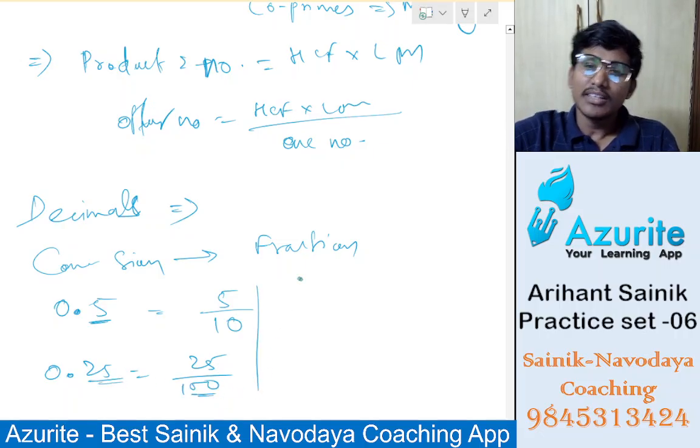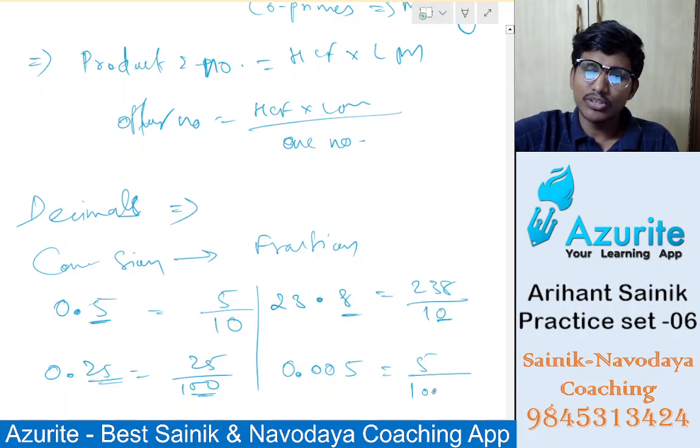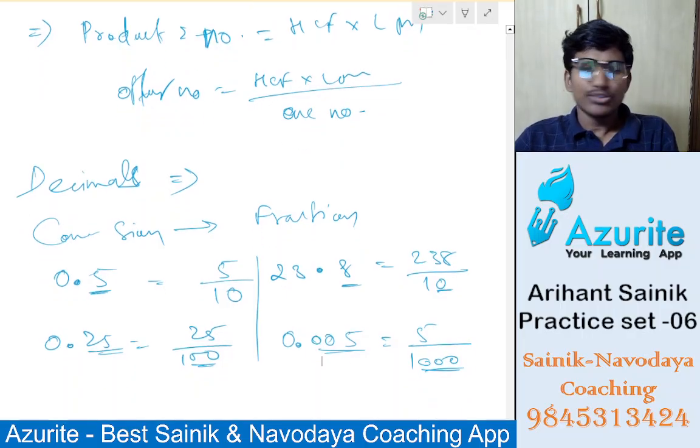Now if they give 23.8, 1 decimal place only, so 238 divided by 10, 1 zero only. Like that you have to do. Understand? Now if they give 0.005, that is 5 divided by 1000, because 3 decimal places means 3 zeros, 1 2 3. Understood? Good.